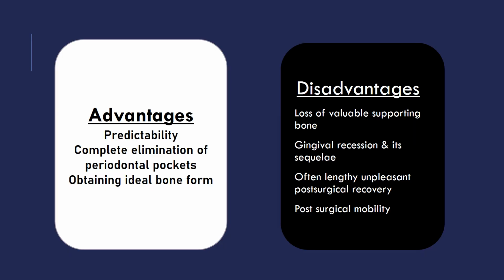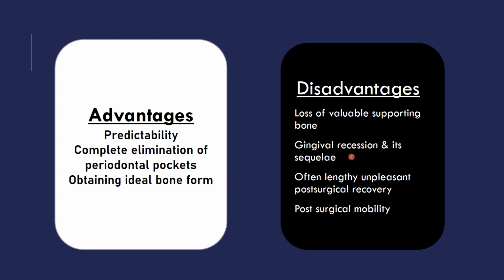Okay, so coming to the advantages and disadvantages of these procedures. The advantage is predictability. It is very predictable; predictability is the best advantage of osseous resective surgery, as it attains the removal of the pocket fully. Okay, and complete elimination, that is what we told. There is complete elimination of periodontal pockets, obtaining ideal bone form.